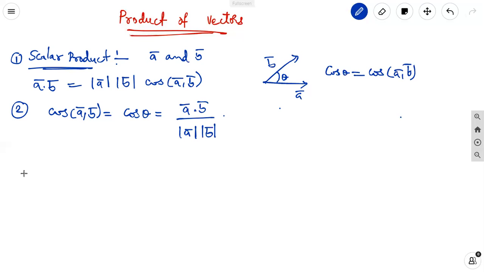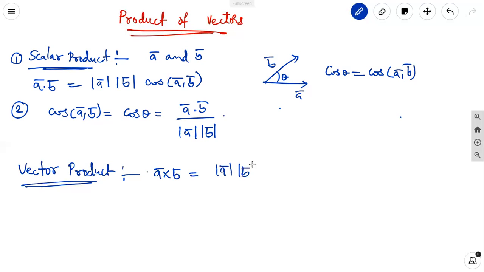Next we can take the vector product. The dot product is called the scalar product. The cross product is called the vector product. The definition or condition of the vector product is, A and B are two non-zero, non-collinear vectors and theta is the angle between A vector and B vector. Then A vector cross B vector is equal to modulus of A vector into modulus of B vector into sine theta.